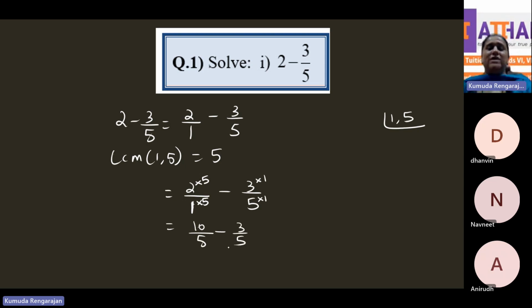Now see, we have made them like fractions. Using LCM, we have made them like fractions. Now you know what to do. 10 minus 3 by 5 is equal to 7 by 5. And you know how to write it as a mixed fraction.